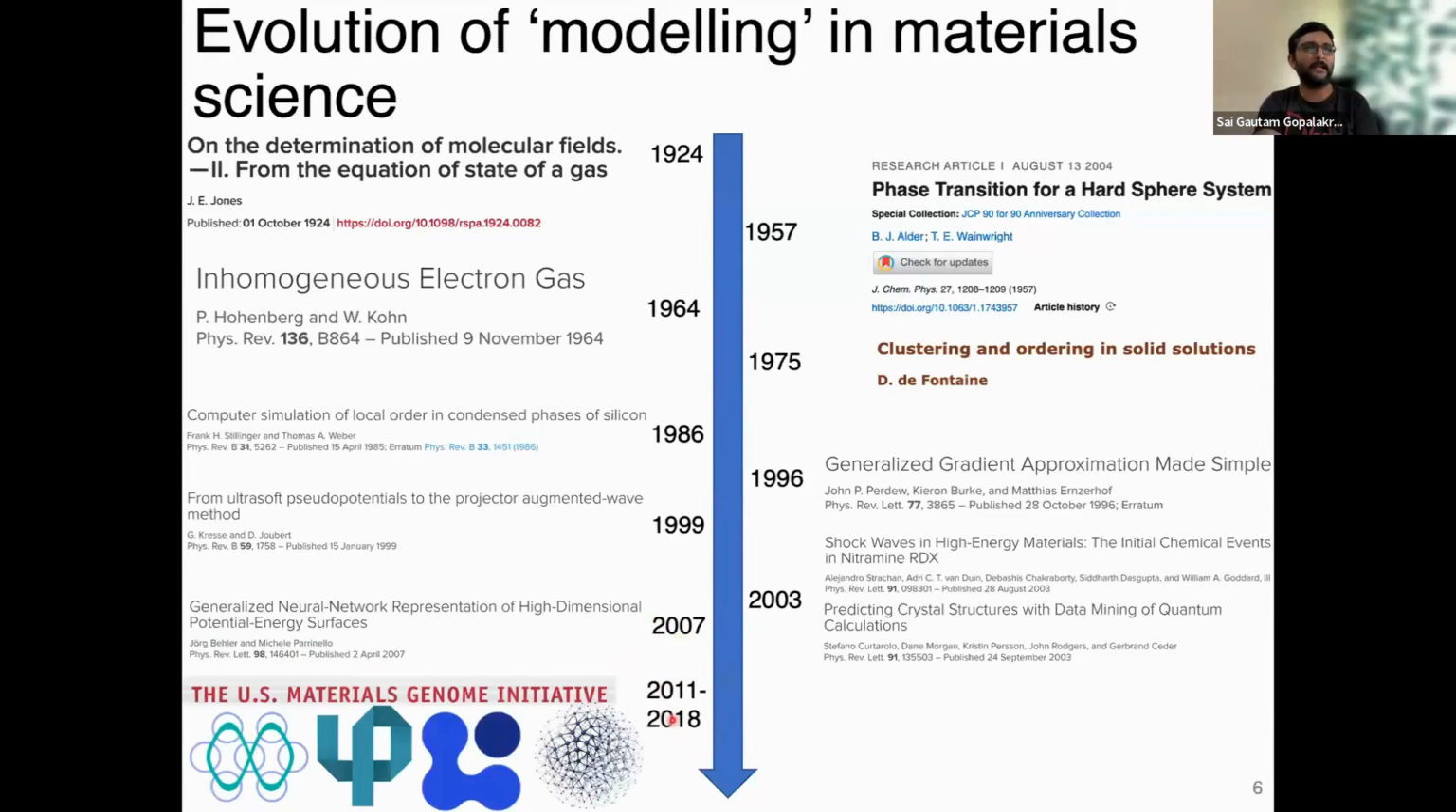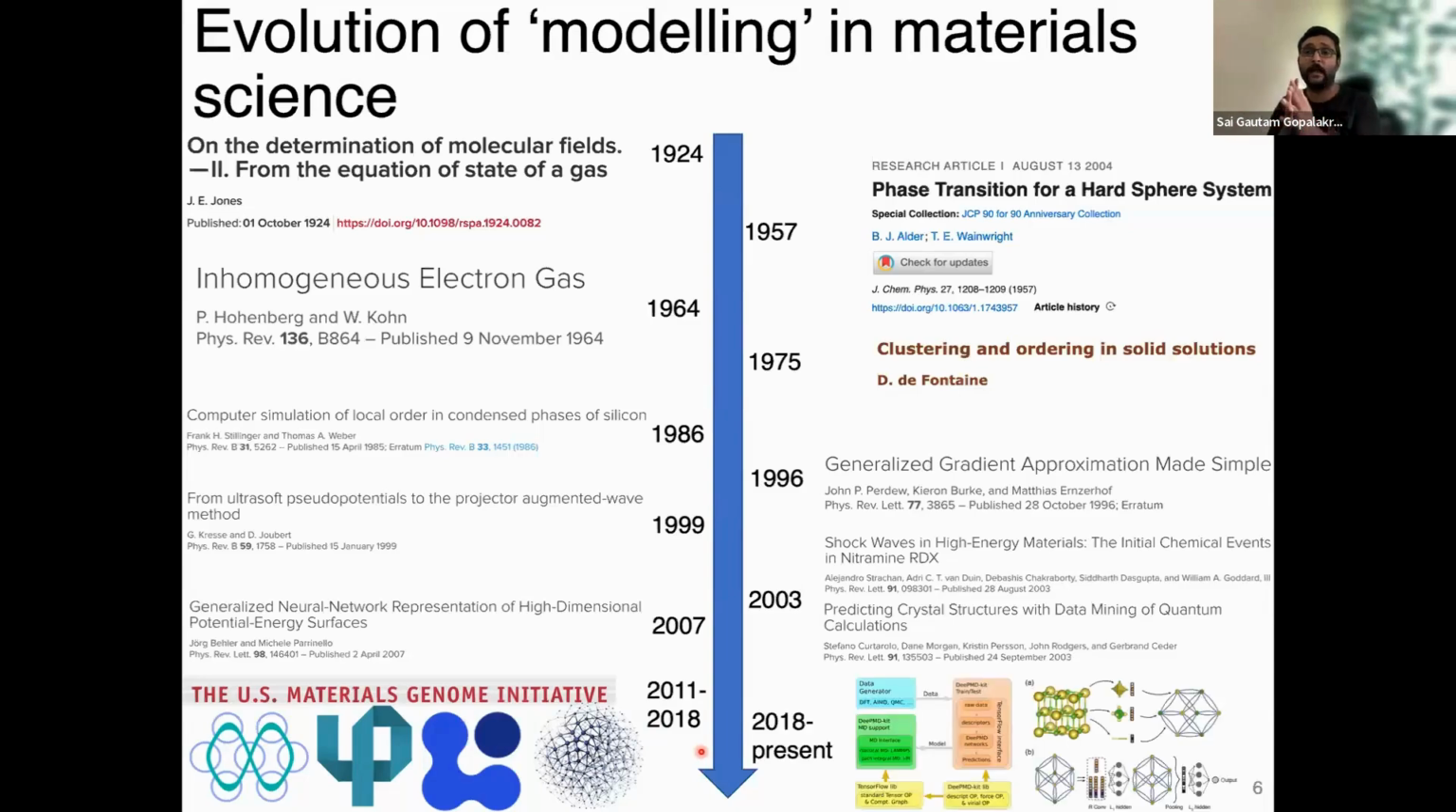So 2011 to 18 was the period of the first US Materials Genome Initiative. This initiative enabled the creation of several large-scale computational databases of different systems, different properties being calculated, and so on. So the US government gave a lot of money to several research groups, which then invested in developing workflows, actually doing the calculations and generating the data. The good thing is all of these data are open source, which means that we can also use them to build our own models here. So that was 2011 to 18.